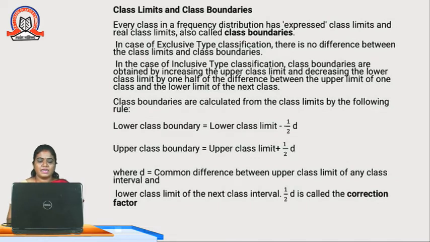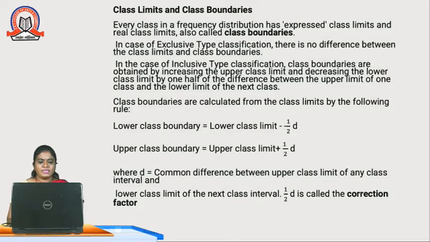Class limits and class boundaries. Every class in a frequency distribution is expressed as class limits, and real class limits are also called class boundaries. Here, 0 to 10 is the class limits or class boundaries. In the case of exclusive type classification, there is no difference between the class limits. Therefore, the correction factor is always 0 in the exclusive type classification.